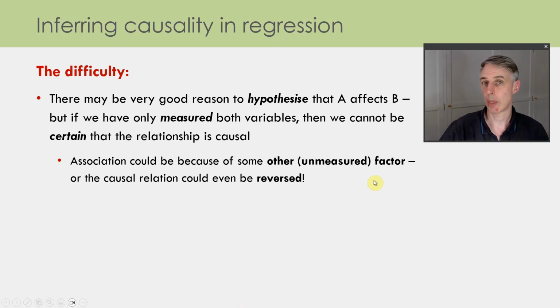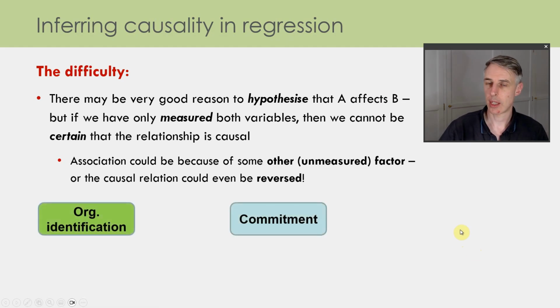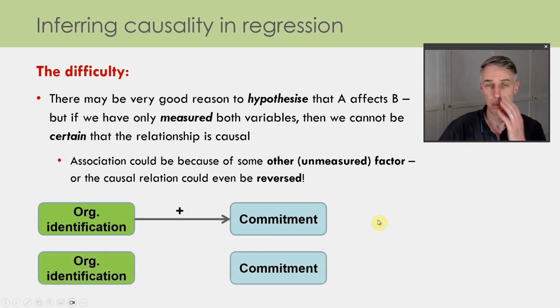For example, the relationship between A and B might just reflect the fact that they are both caused by another factor, a third variable that isn't actually measured in the study. Or indeed, the causal relationship might be the reverse. It might be B affecting A. So let's take that most basic research design that we considered at the start. We might have hypothesized that identification will positively predict commitment, but another researcher might come with a different hypothesis. It might be that they suppose that commitment is what predicts identification. The causal relationship is entirely the reverse.